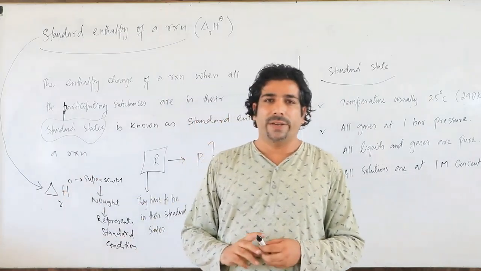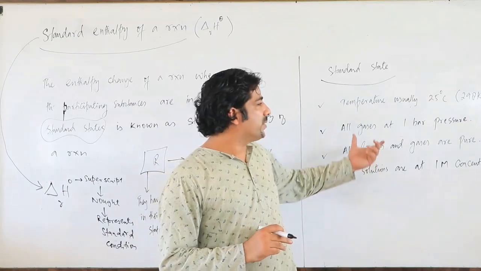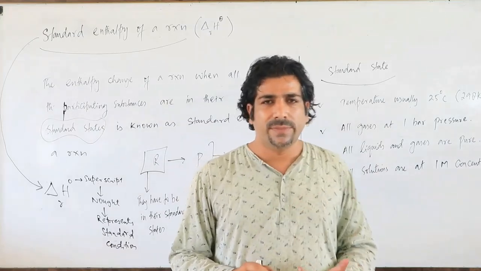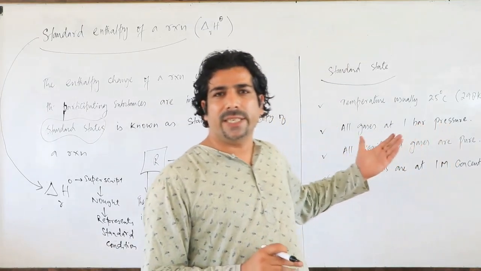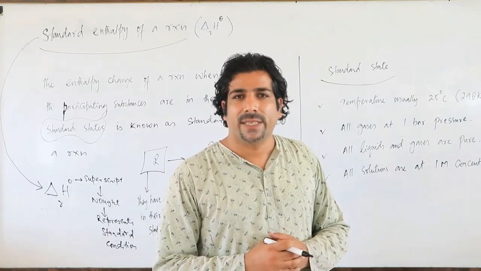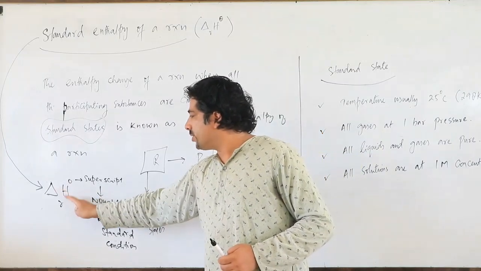I hope, my dear friends, you have understood this particular thing. And same applies for the solid also. Solid should be also in its pure form, at 298 Kelvin temperature. Even for solids also that applies. I hope, my dear friends, you have understood the meaning of this delta HR naught.